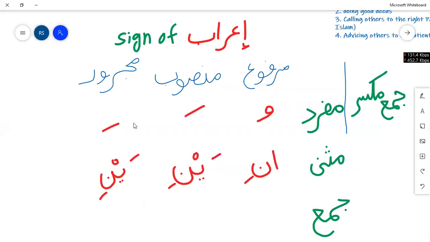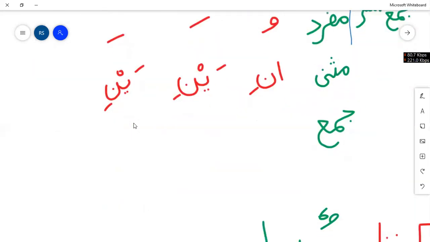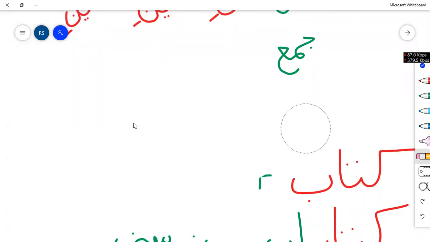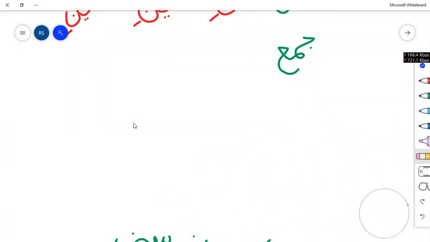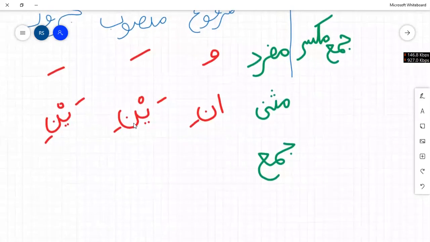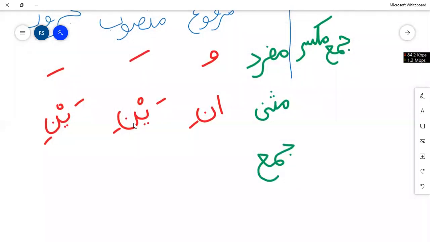Ms. Rizwana. Yes, sir. Tell me the two types of jama. Jama muzakkar salim and jama muannas salim. Wrong answer. Anyone, what are the two types of jama? Jama muqassar and jama salim. Yes.